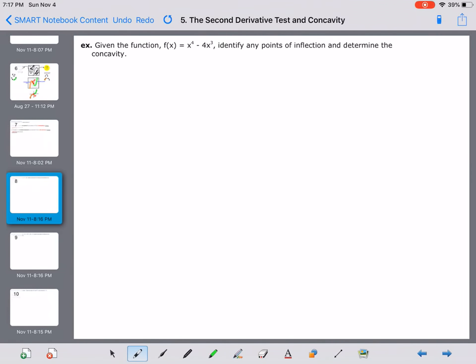It says, given the function f of x is equal to x to the fourth minus 4x cubed, identify any points of inflection and determine the concavity. So the first thing I want to do is figure out where my possible points of inflection are, and that comes from the second derivative. We can't get to the second derivative without going to the first, so let's get our first derivative up there. These are pretty easy, polynomial functions. So there's our first derivative, and then our second derivative, the one we care about here when we're talking about concavity: 12x squared minus 24x.